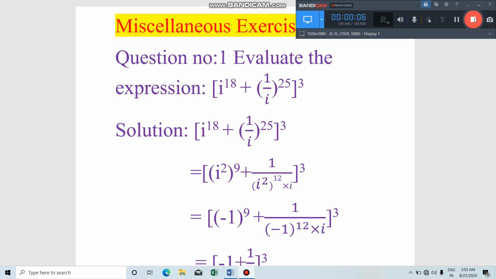Today we are going to solve the miscellaneous exercise of class 11 complex numbers. So let's proceed further. Question number 1. Evaluate the expression I to the power 18 plus (1 by I) whole power 25, whole power 3.